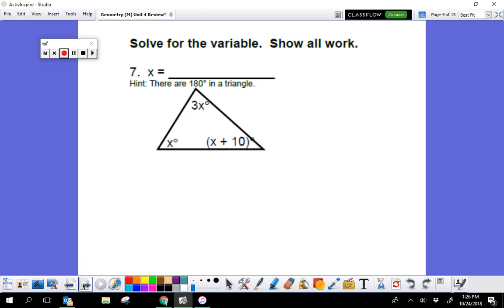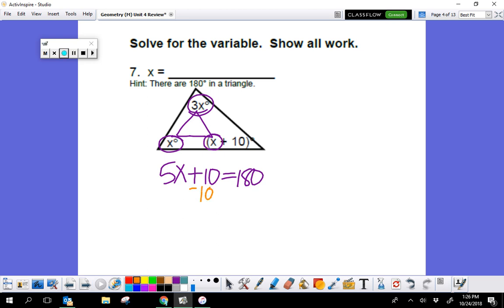Okay, number 7, solve for the variable. It says hint, there are 180 degrees in a triangle. So what I need to do is add all 3 of these angles up and set them equal to 180. So I have x plus 3x, so that's 5 x's, plus 10 equals 180.